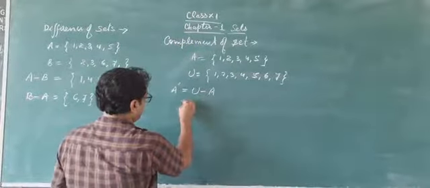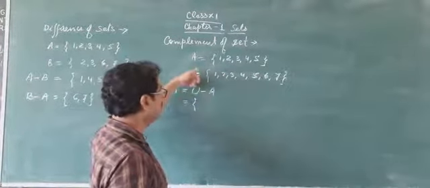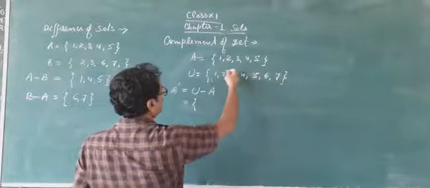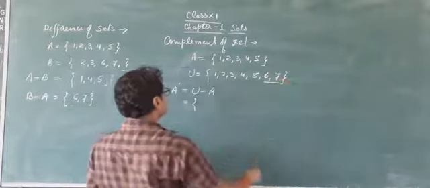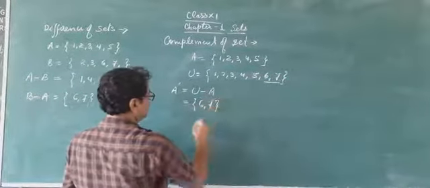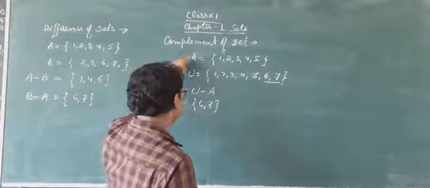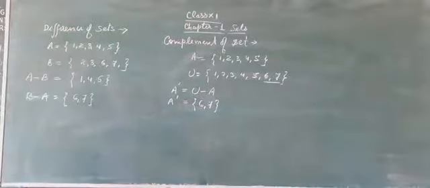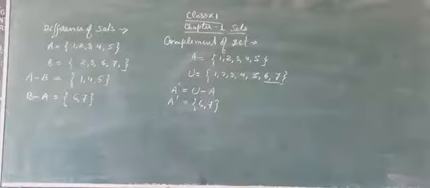So U minus A means we have to check the elements which lie in U but do not lie in A. So if we cancel out 1, 1, 2, 2, 3, 3, 4, 4, 5, 5, we see that 6 and 7 are the elements which lie in U but do not lie in A. So the complement of A is equal to the set in which 6 and 7 are the elements.